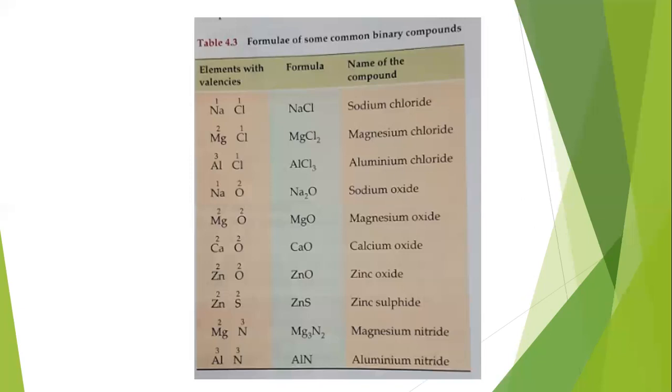Then the last one, Al3 N3. As both have the same valency 3, they will cancel each other. So the formula is AlN, and the name of the compound is aluminum nitride.